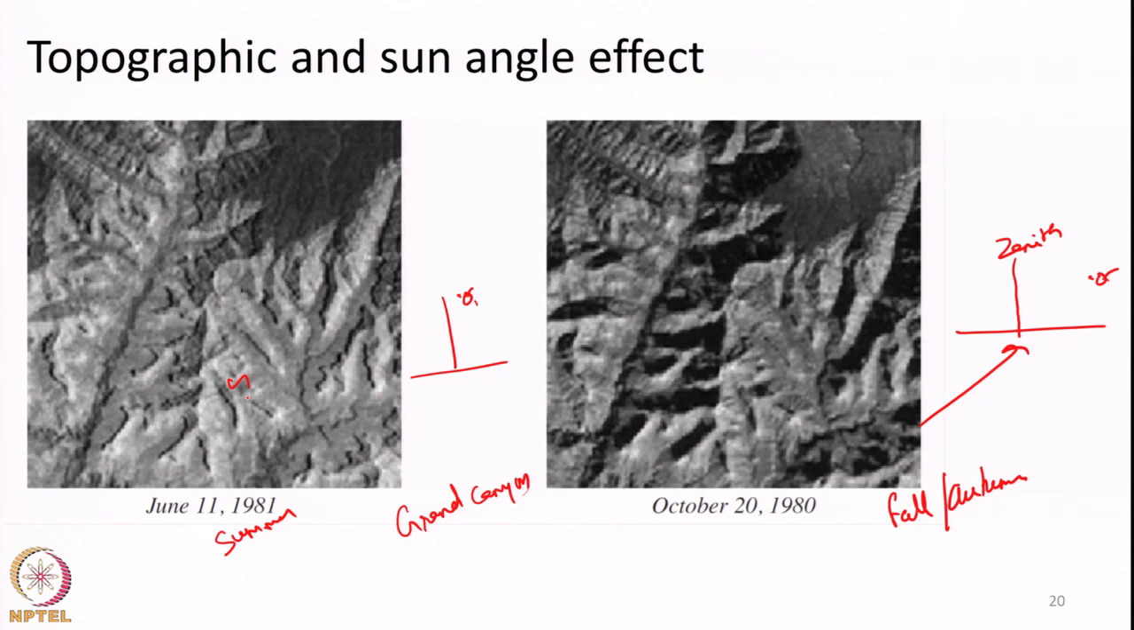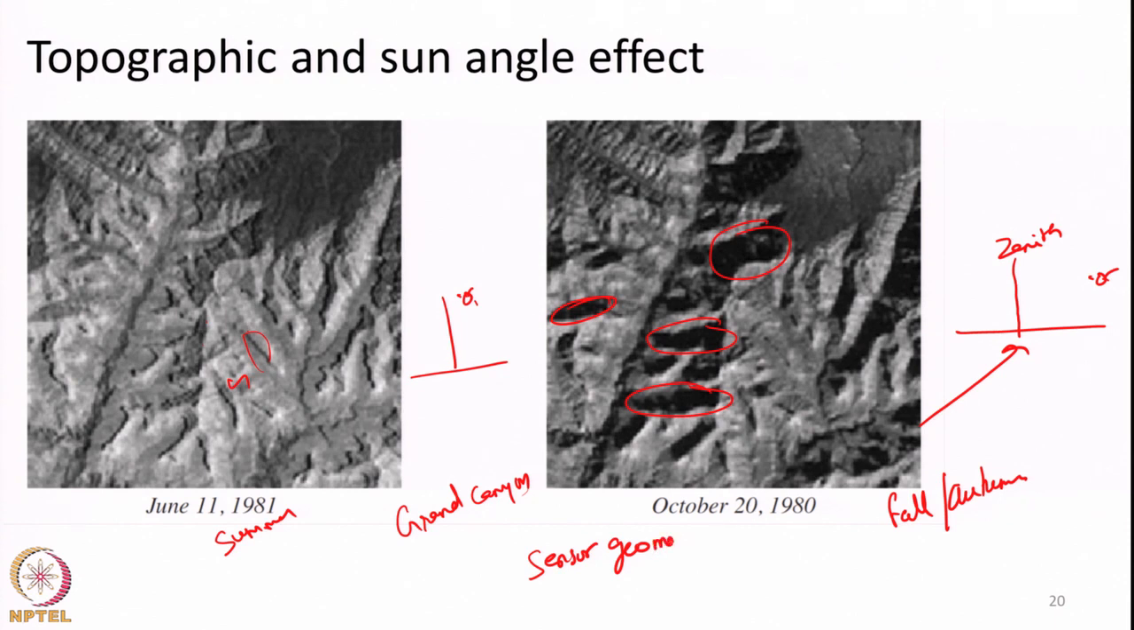You can look at this same area and not much has changed between these two images. You can see that in the image during summer, when the sun is close to zenith, there is not much effect of shadow. It appears pixelated, but almost all pixels are relatively brighter. On the other hand, when the sun is at a very low angle, we can still see a large amount of shadow casting over it. For these two images, the sensor geometry was exactly the same.